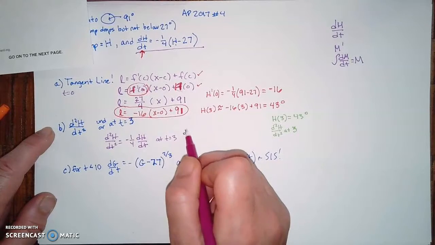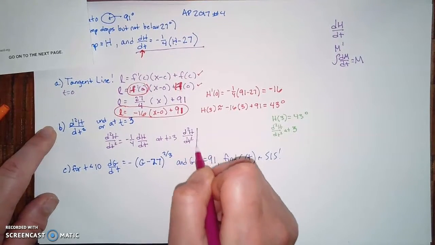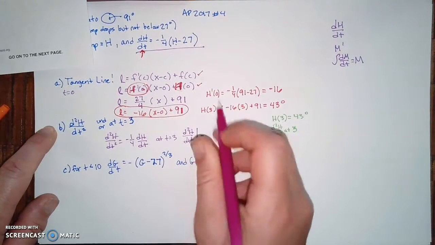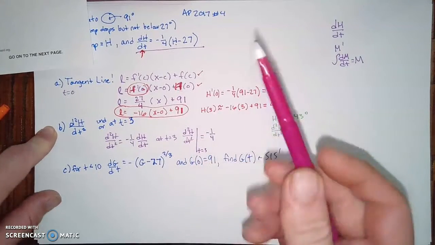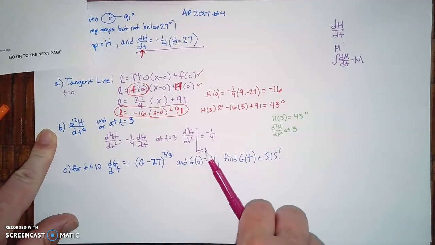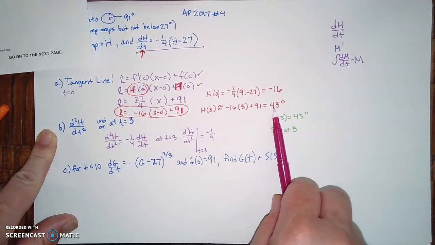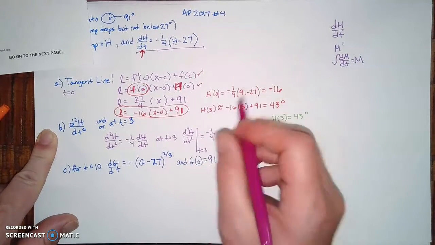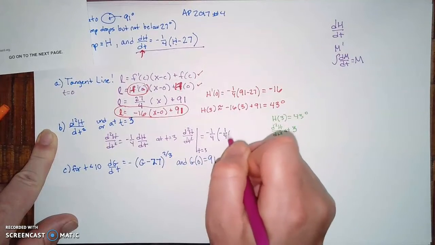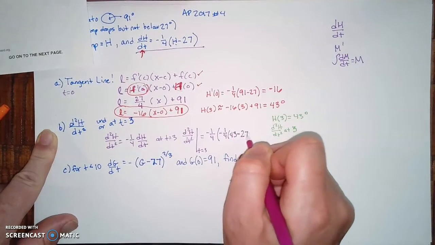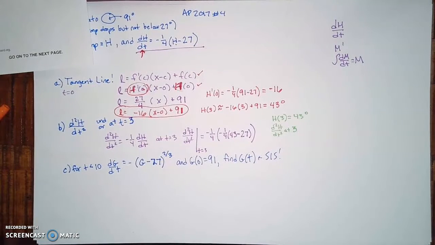So I'm going to write this down, d squared h over dt squared at t equals 3 equals negative 1/4. I'm going to use my time at 3. At 3, h is approximately 43. And I'll fill that into this part of the equation: negative 1/4 times negative 1/4 of 43 minus 27. And I know what you're thinking. Do I need to find that number? I don't really need to, and I'll show you why. As soon as they ask about overestimate or underestimate, all I care about is whether graphs are increasing or decreasing, and whether they're concave up or concave down.